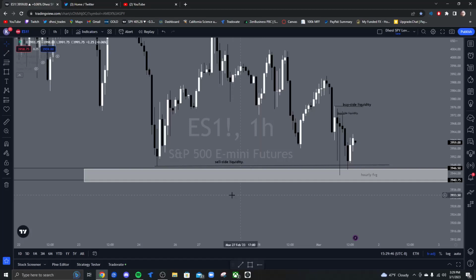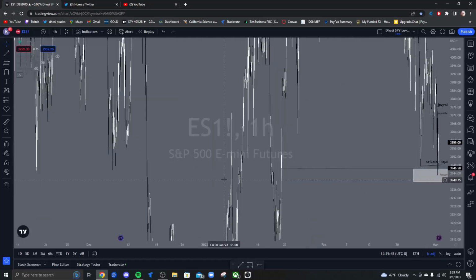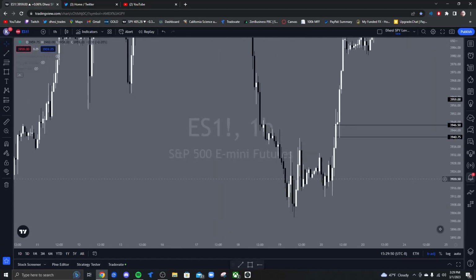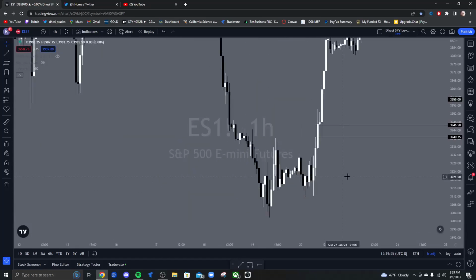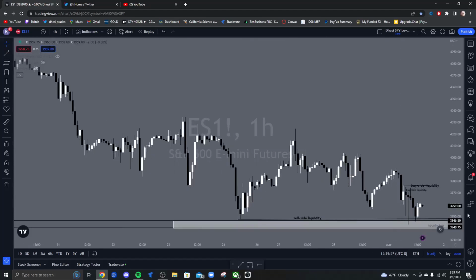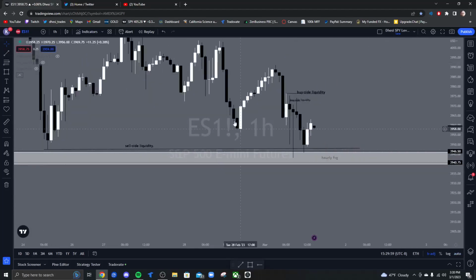And in this case, we actually did have a fair value gap down here all the way from Friday, January 20th. So we had a 1 hour fair value gap here, and I was looking at price to get purged here, bounce off this fair value gap, and go back to the upside and target some buy side liquidity. So let's break it down into a smaller time frame.